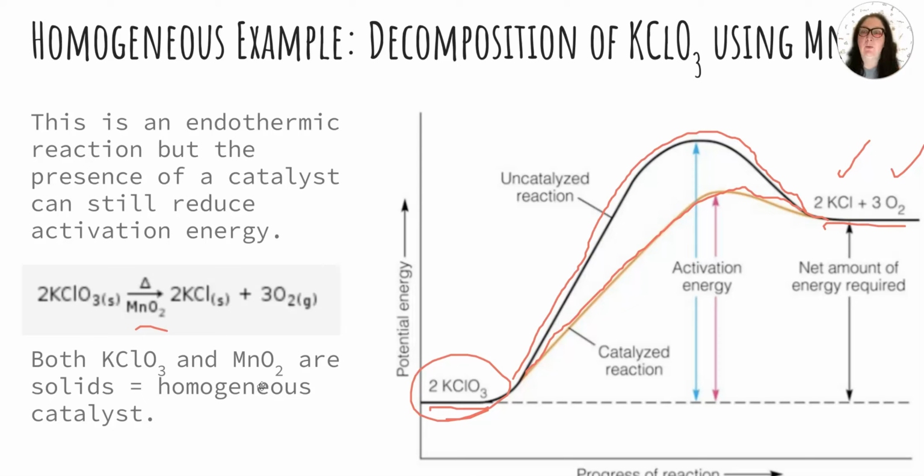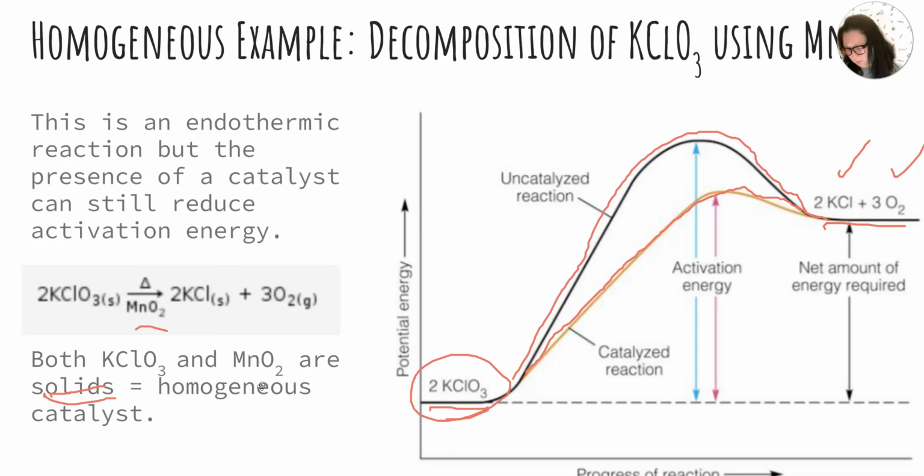They might ask you, is it homogeneous, is it heterogeneous? Well, in this particular case, this was a homogeneous catalyst. So pay attention to that. In this case, they're both solids. Sorry, I didn't mean to cross it out. I was trying to underline it. The KClO3 is a solid. The MnO2 is a solid. And that means they're in the same phase. So it's a homogeneous catalyst.